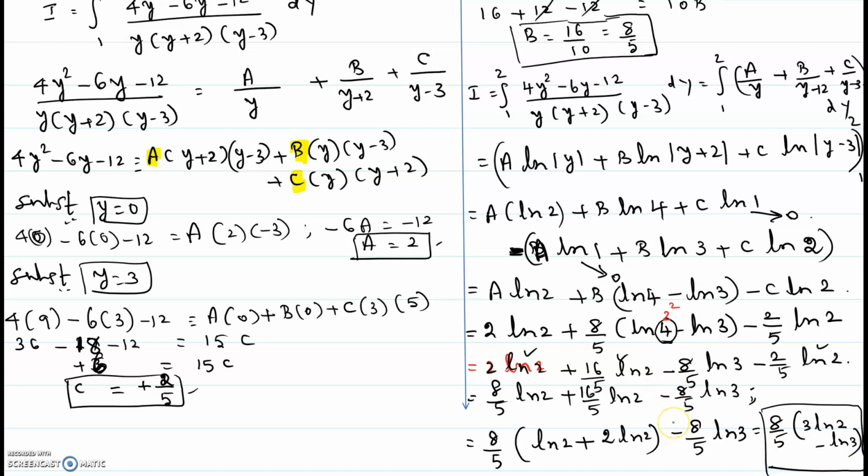The last part is only just identifying ln 4 in terms of ln 2 and then combining, collecting the common ln 2s together, then the ln 3s together. So that's about it. Hope this video helps.